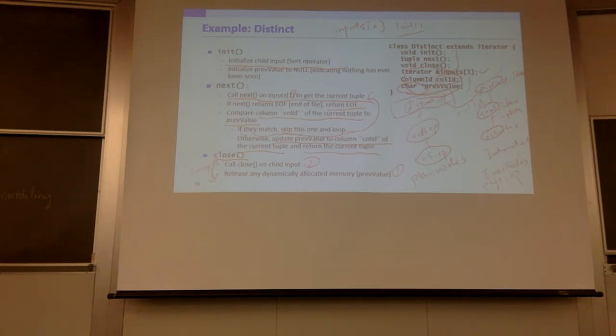Why the other way is not true is because, as I said, the child iterator should be agnostic to what iterator its downstream is. So the child cannot actually depend on this iterator. That's why you should always, typically, I would say just typically, release your own internal state first, then call close on the child.